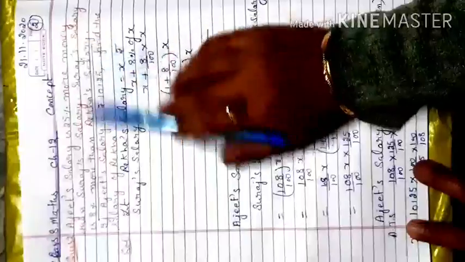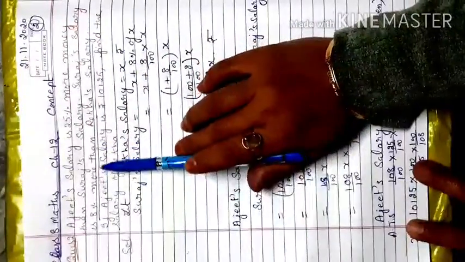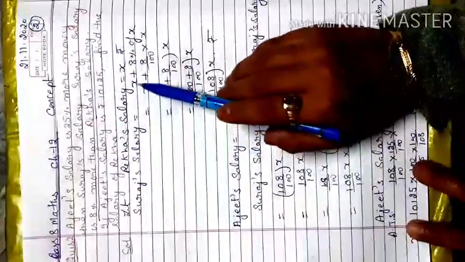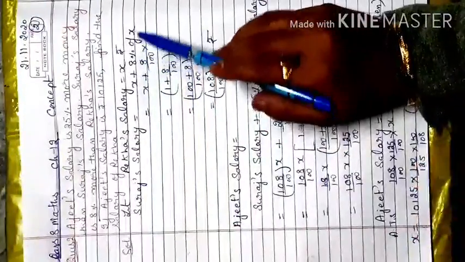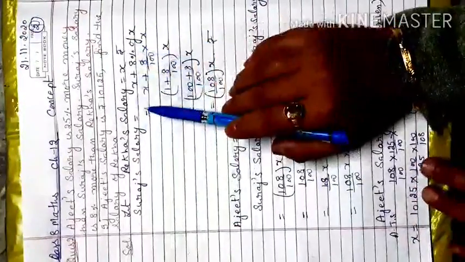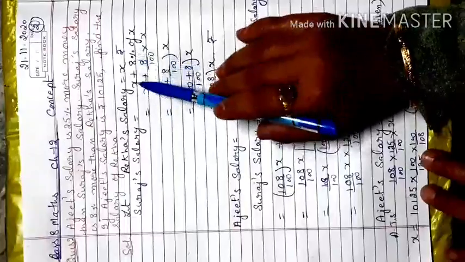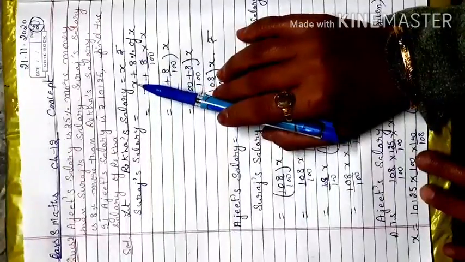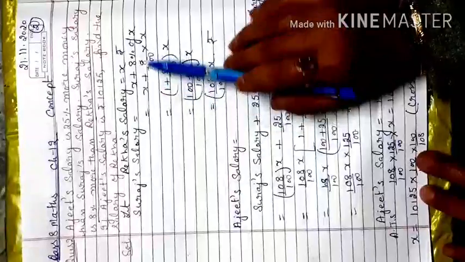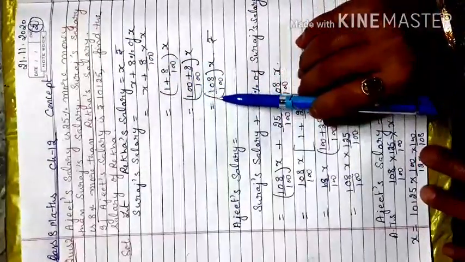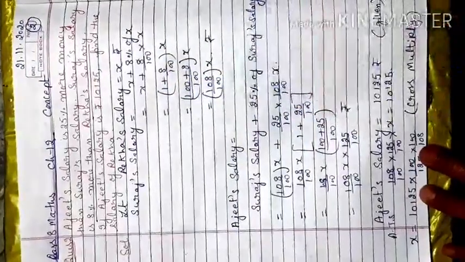Suraj's salary, in your statement it is written, is 8% more than Rekha's salary. It means whatever Rekha's salary is, if you add 8% of Rekha's salary to it, that gives you Suraj's salary. So if we consider Rekha's salary as x, Suraj's salary is x plus 8% of x, and percentage changes into 100. If you take x common and after LCM you get 108 by 100 x rupees.